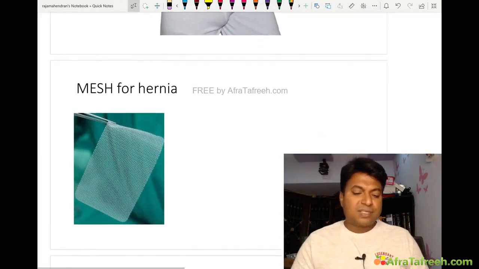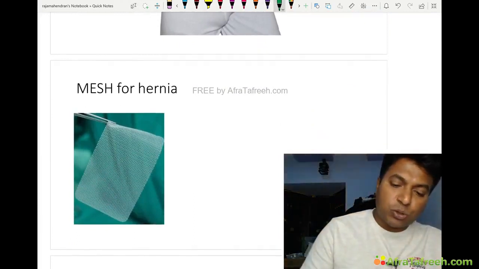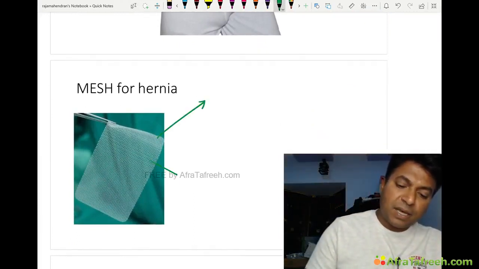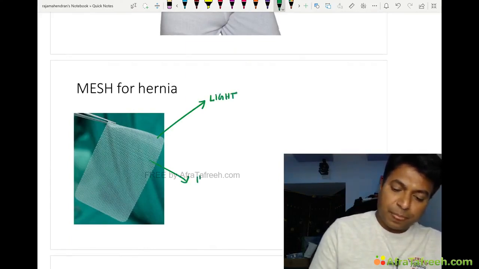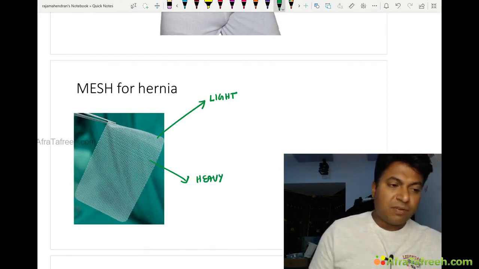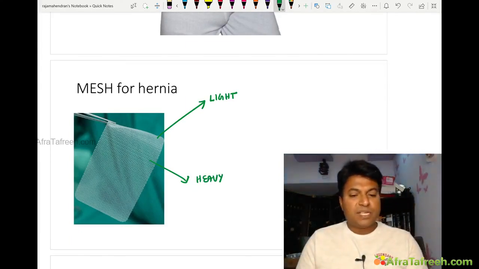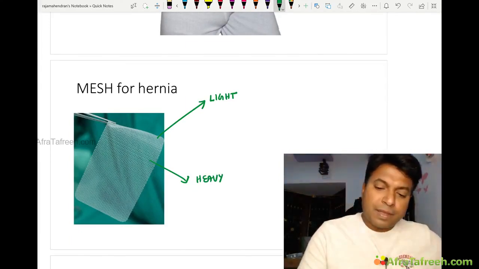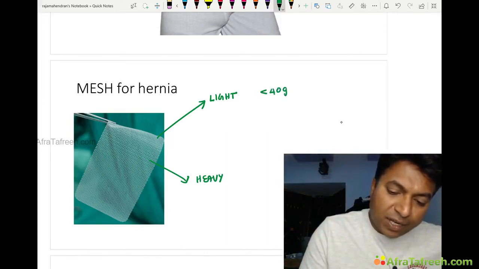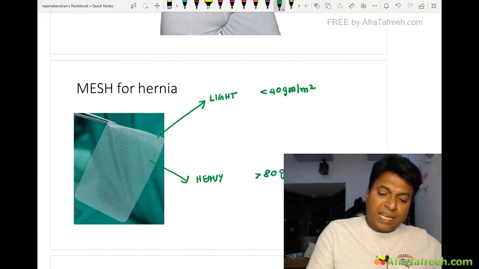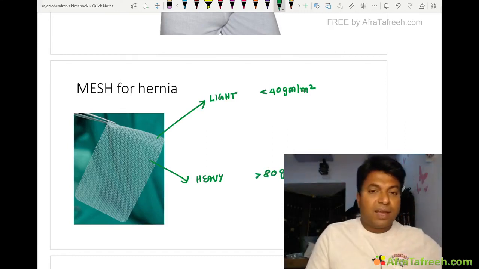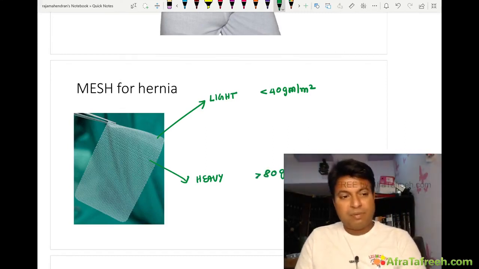So now this question is a repeat MCQ. There are 2 types of mesh you should not forget: heavyweight mesh and lightweight mesh. What is the weight? Lightweight mesh means the mesh weighs less than 40 grams per meter square. Heavyweight is more than 80 grams per meter square. Which is best for hernia repair? Can you tell me which is best for hernia repair? Lightweight or heavyweight?